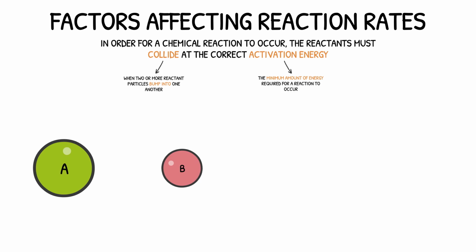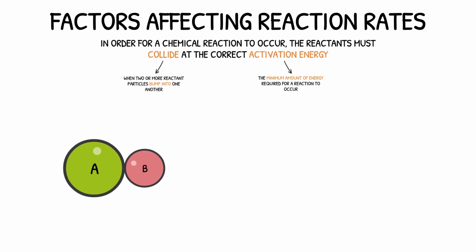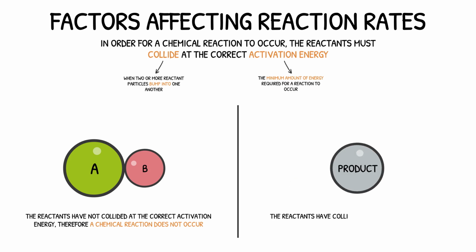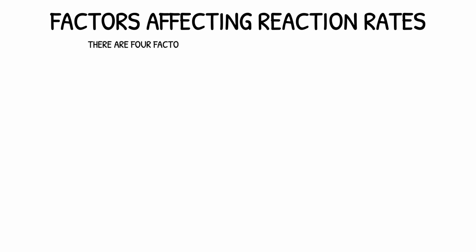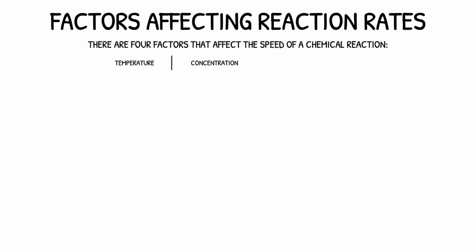For example, in this reaction, the reactant particles have not collided at the correct activation energy. The collision is unsuccessful and a chemical change does not occur. However, in this reaction, the reactant particles have collided at the correct activation energy, bringing about a chemical change that forms the product of the reaction. There are four factors that affect the speed of a chemical reaction. These are temperature, concentration, pressure, and surface area.